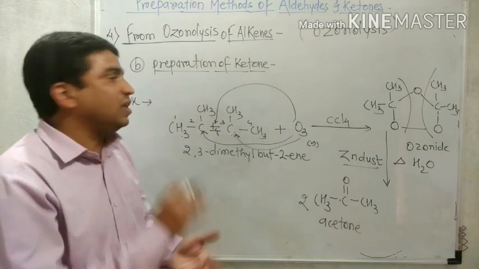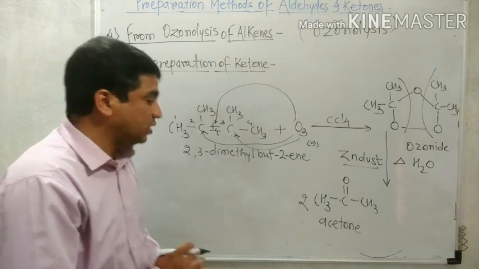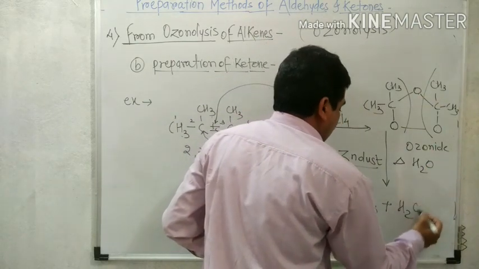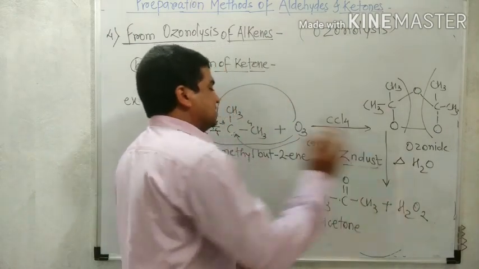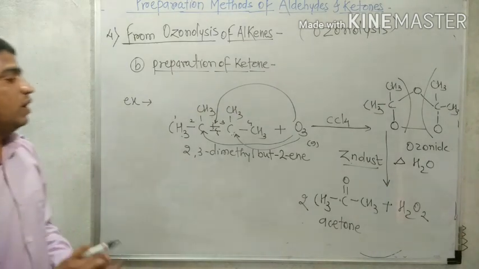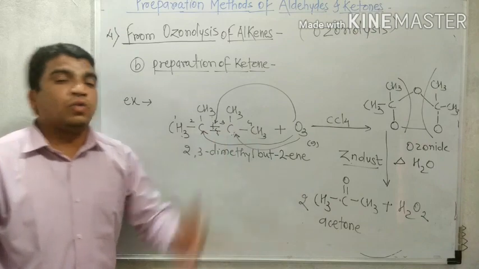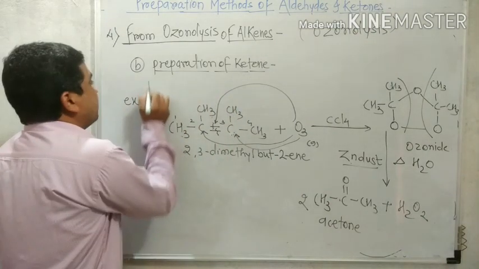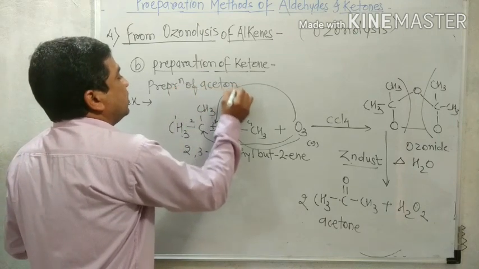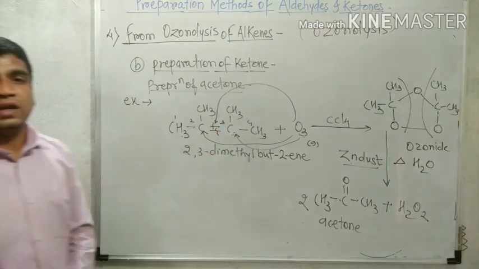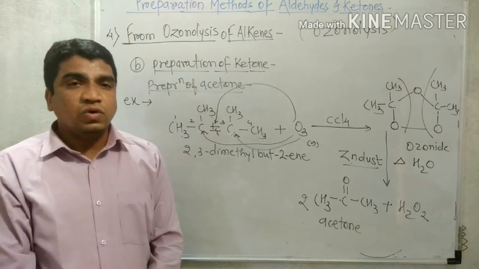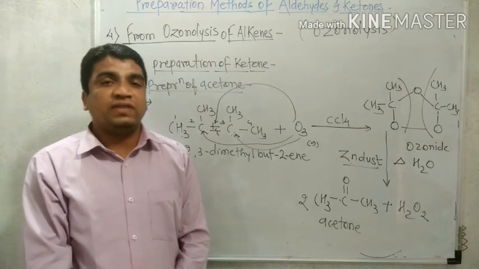That is dimethyl ketone, one of the important examples of the ketone series, that is prepared by this reaction. The remaining oxygen and water form H2O2. Then H2O2 is neutralized by zinc dust to avoid its oxidizing property. In this way, 2,3-dimethyl-butene is converted to acetone. What is the name of this example? Preparation of acetone from 2,3-dimethyl-butene.